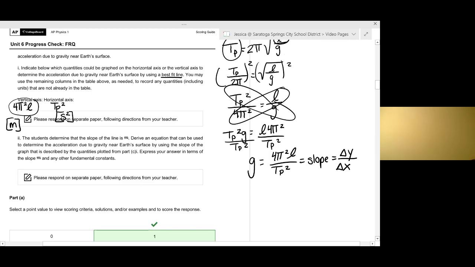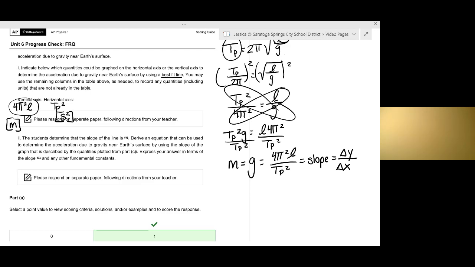So the students determine that the slope of the line is m, derive an equation that can be used to determine the acceleration of gravity, using the slope of the graph that's described by the quantities plotted from C. Express your answer in terms of the slope m. Oh, okay, so I already did that. So m is 4π² L over T², so g equals m. Easy enough.